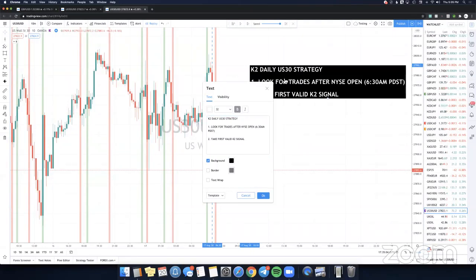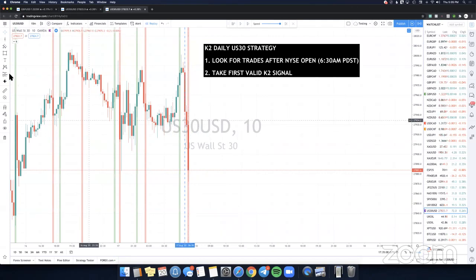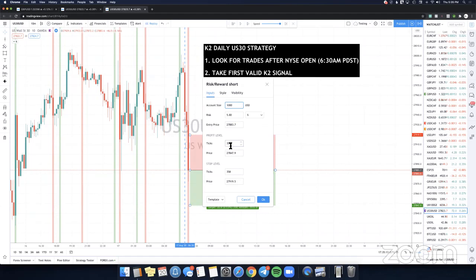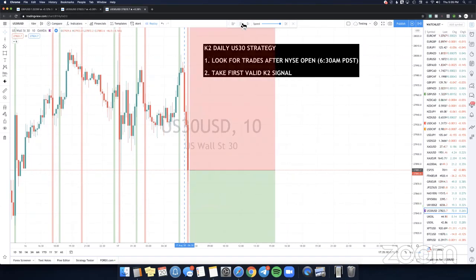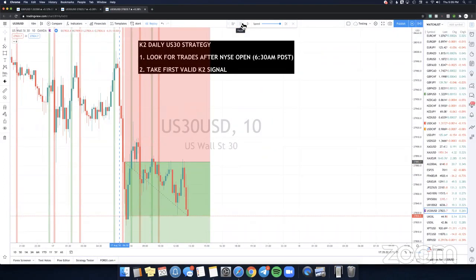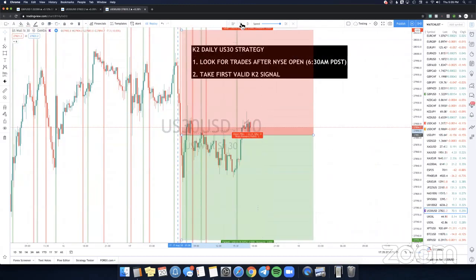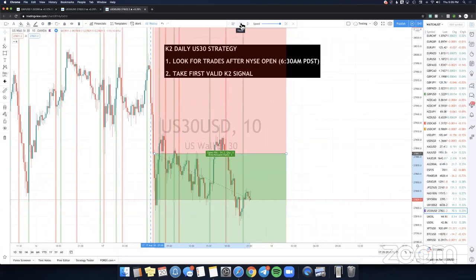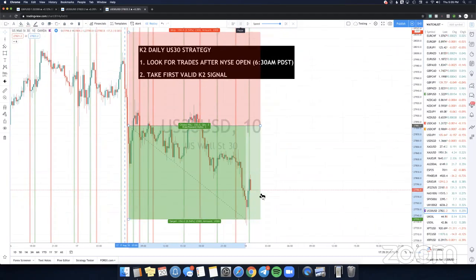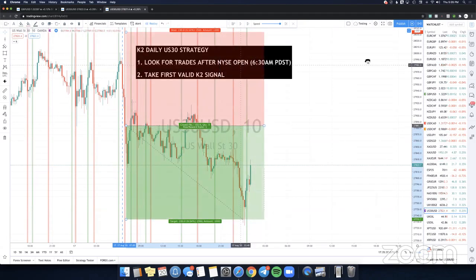All right, so right here, 6:30 was right there. First valid signal is right there. Enter a sell. Like I mentioned earlier, 1,500 pips. Let it run. I think this one took a long time, but yeah, there you go. So we hit full TP right there. Easy strategy.